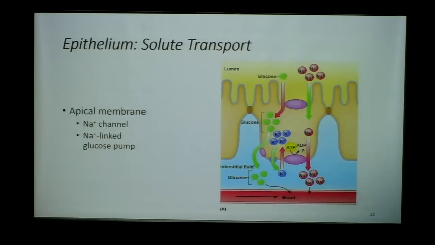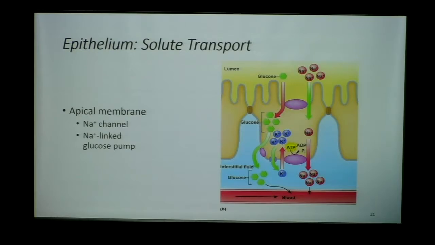Let's look at the structures on the apical surface. We have those leak sodium channels here. This basically means that sodium is coming in according to its concentration gradient. We also have sodium-linked glucose pumps. So sodium-linked glucose pumps is what type of transport? From that question we looked at earlier. Co-transport, perfect. This is co-transport because both of our solutes, both of our molecules, are moving in the same direction. They're coming into the cell.